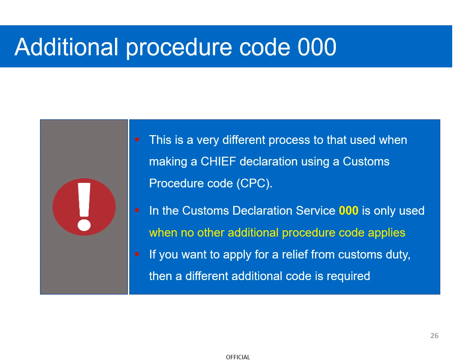Please note that this is a very different process to that used when making a CHIEF declaration using a customs procedure code. In the Customs Declaration Service, 000 is used as a last resort when no other additional procedure code applies. If you want to apply for a relief from customs duty, then a different additional code would have to be declared instead.